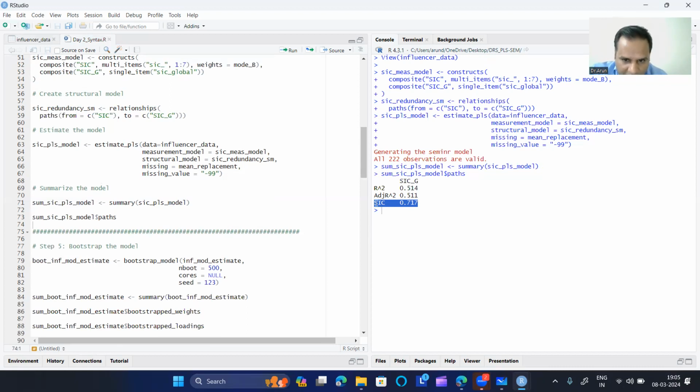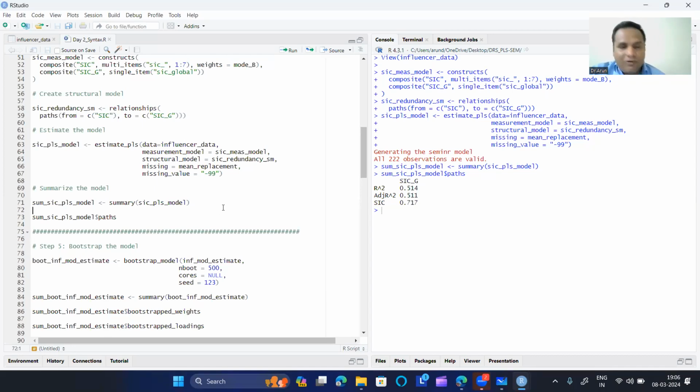So the relationship between SIC and SIC global is greater than 0.70. When the correlation between SIC global and SIC multi-item is greater than 0.70, we say convergent validity is established. As simple as this. Very simple. It's not rocket science. We simply need to find the correlation between the multi-item and the single global item, and it should be greater than 0.70. When this happens, we say that convergent validity is established.